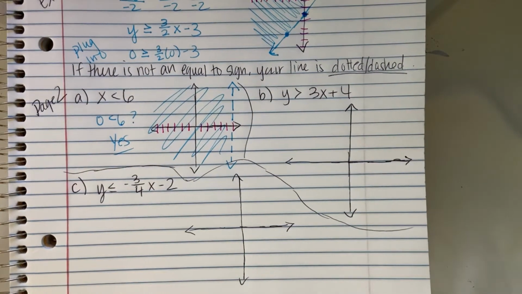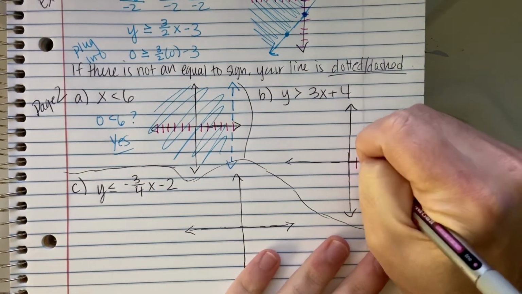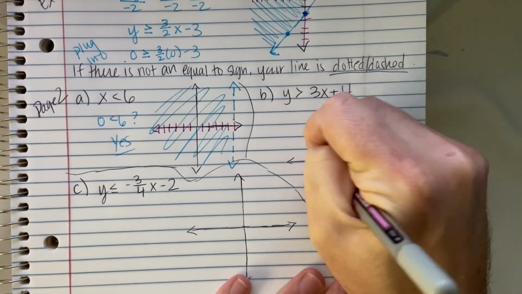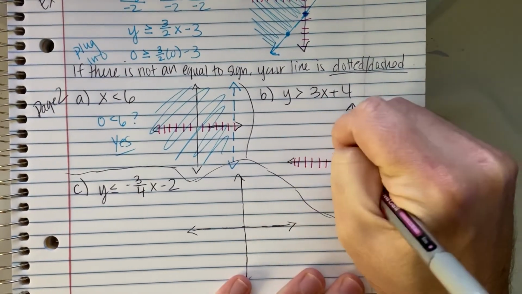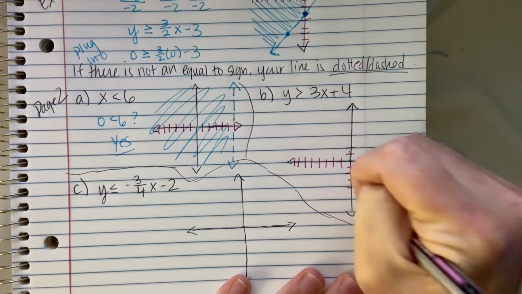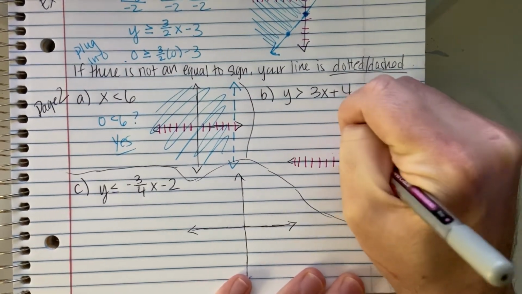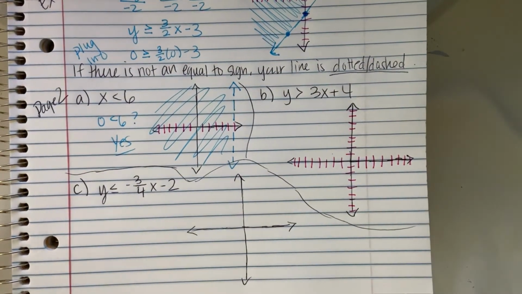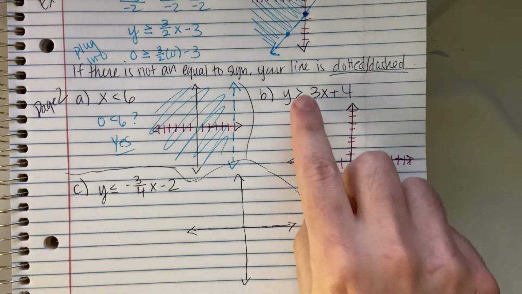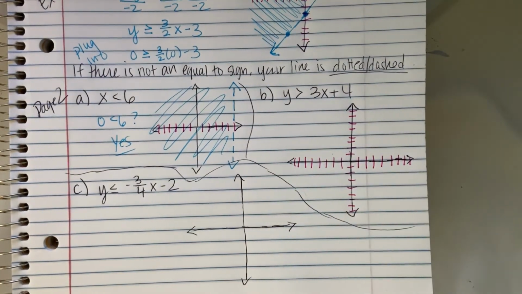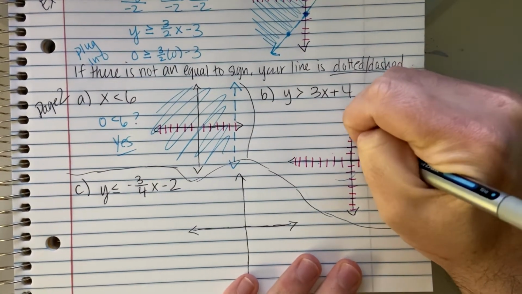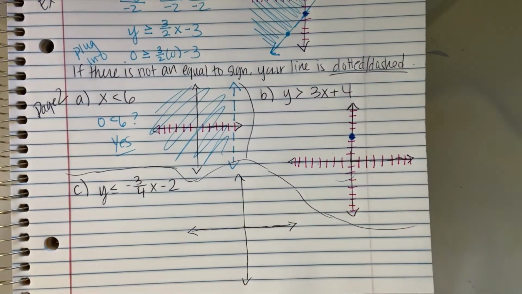Let's see what this looks like with an actual line, though. Y is greater than 3x plus 4. Make my dashes. Okay, y is greater than 3x plus 4. So again, this is a dotted line because there is no equal sign. I'm going to start at 4, my intercept. So here's my intercept, 4.